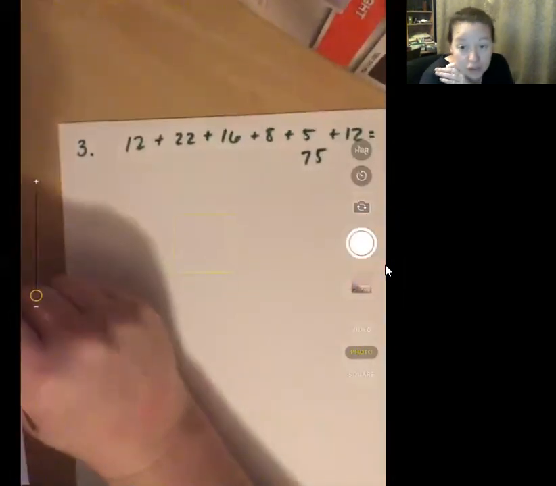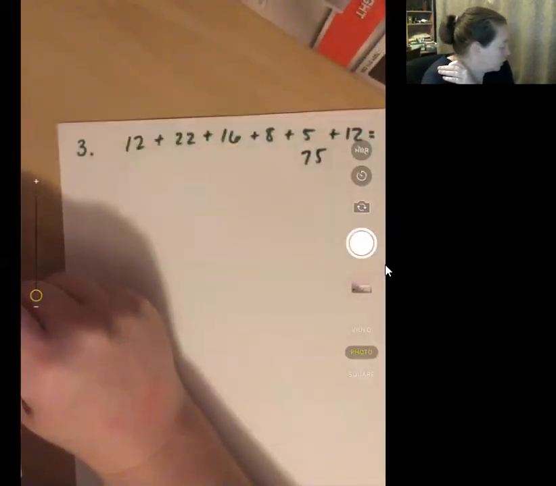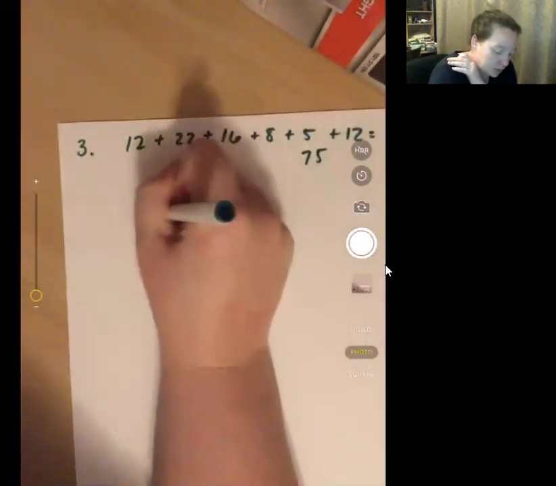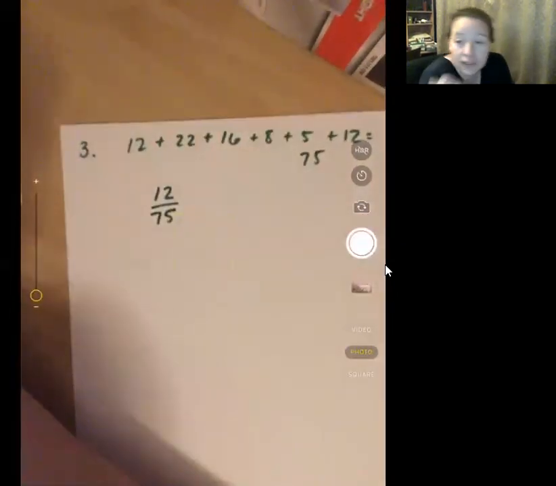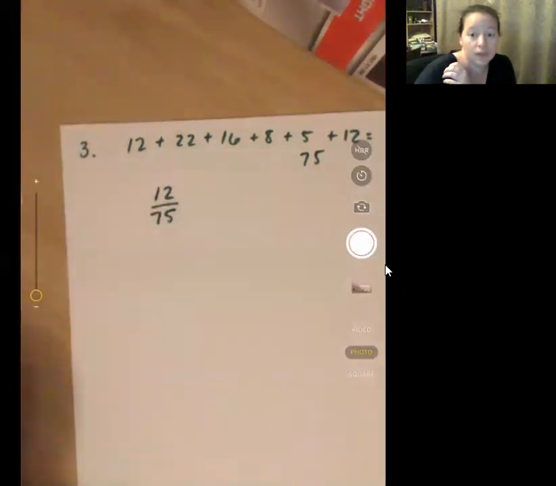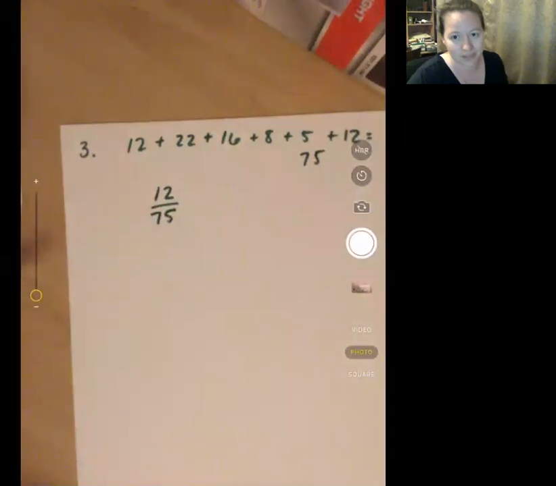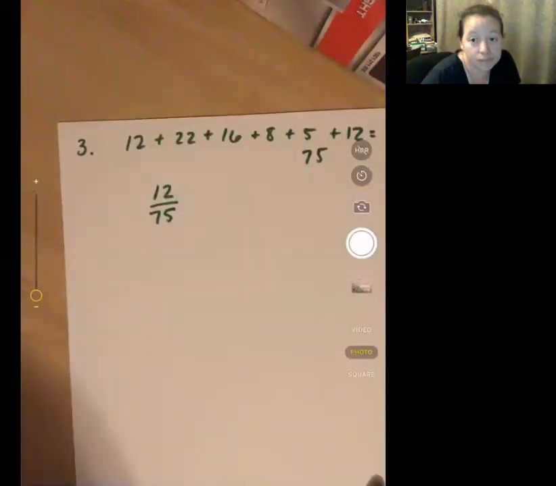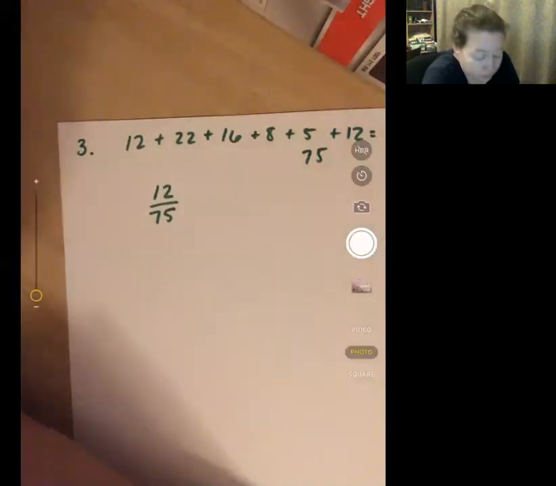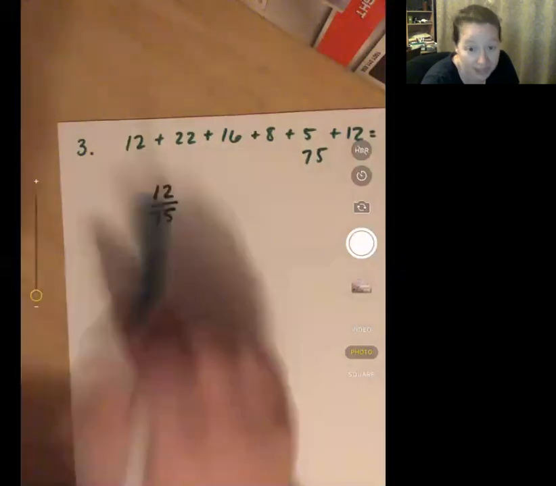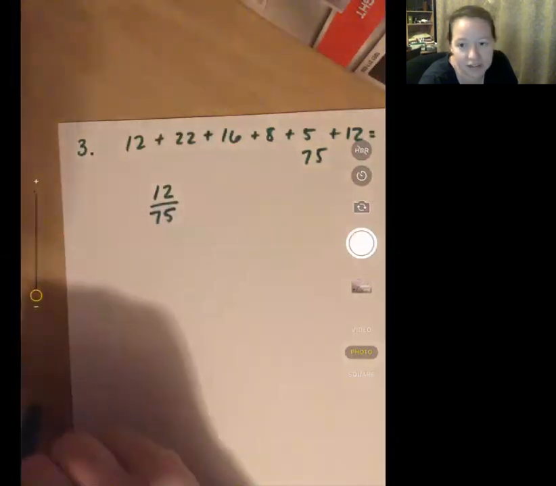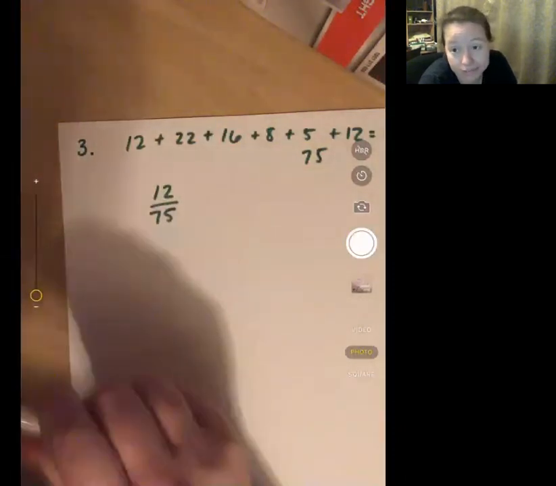Okay, so the 75 is going to go on the bottom. The 20-inch gold, which is 12, is going to go on the top. 12 over 75. Now, here's where it gets to be interesting, because now I need to reduce this. Okay, so I look at this and I go, I can take a 2 out of the 12. I cannot take a 2 out of the 75. I can take a 5 out of the 75. I cannot take a 5 out of the 12.